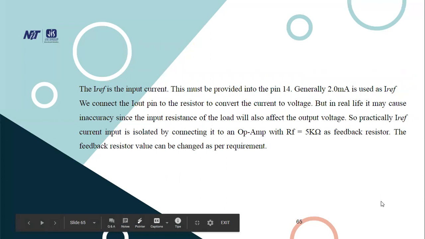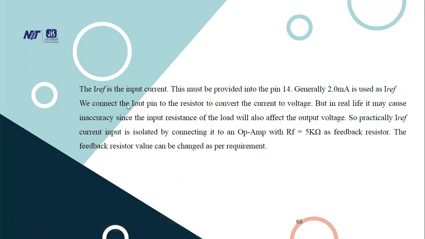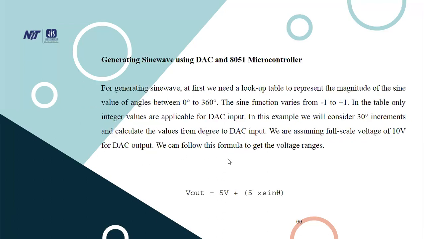The I ref is the input current. This must be provided into pin number 14. Generally 2.0 milliampere is used as I ref. We connect the I out pin to a resistor to convert the current to voltage. But in real life, it may cause inaccuracy since the input resistance of the load will also affect the output voltage. So practically, the I out current is fed to an op-amp with RF equal to 5 kilo ohm as the feedback resistor. The feedback resistor value can be changed as per requirement.